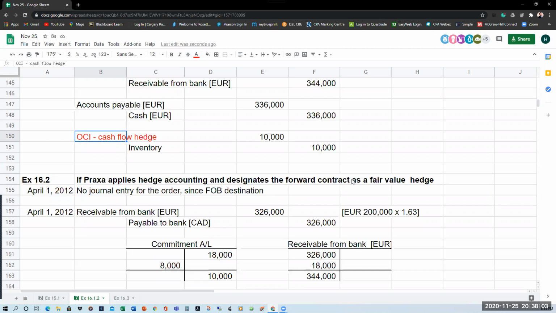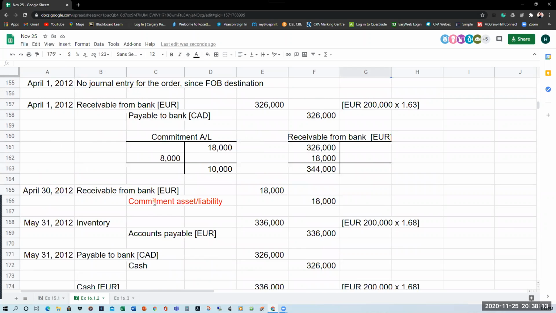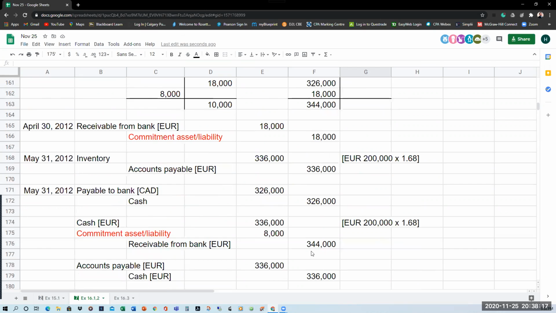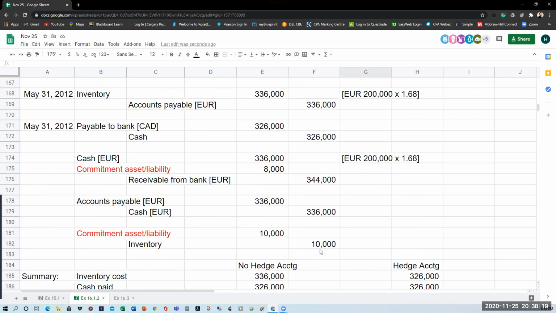I also showed you how it'll play out if Praxa applied hedge accounting and had designated the forward contract as a fair value hedge. But in that case, the only change is that instead of using other comprehensive income, you use commitment asset liability. Same accounting otherwise.